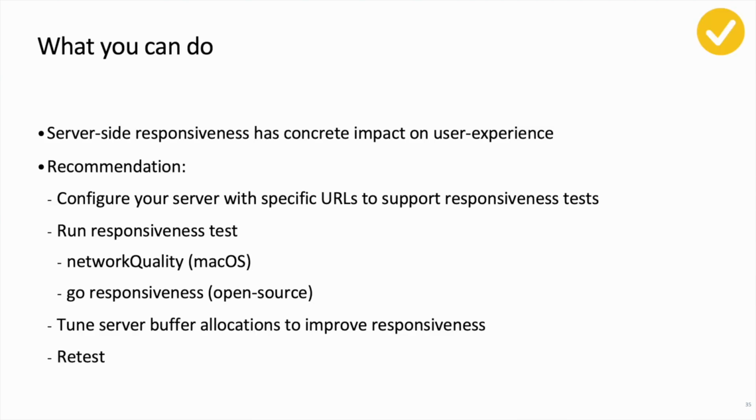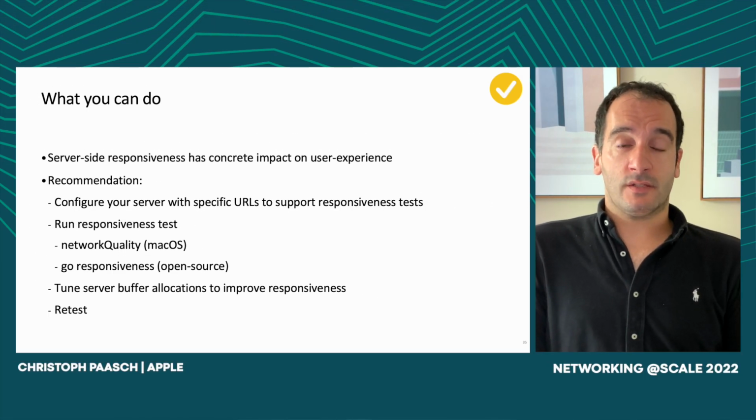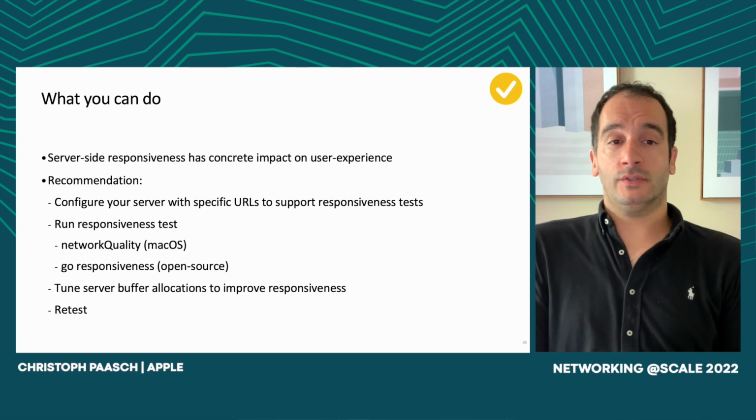So concretely, what are the steps that you can take? You can use the open source tools to measure the responsiveness of your server deployment. It will allow you to see whether your server deployment has high responsiveness or low responsiveness. You can start tuning the buffers that you have in your deployment, and then you measure again and see if it improved the responsiveness measurement on your side. And then you will get the benefits for the user experience, for your deployments, for your users.